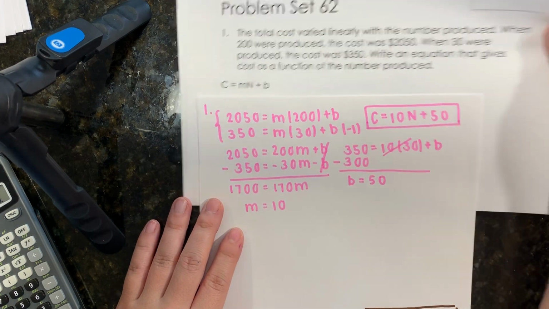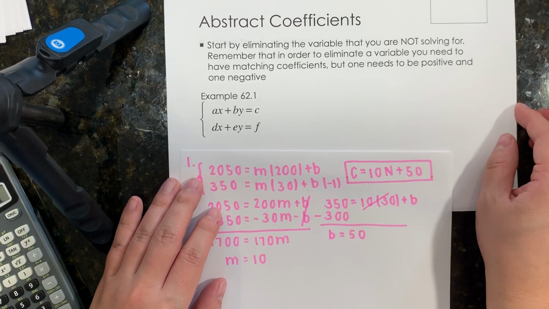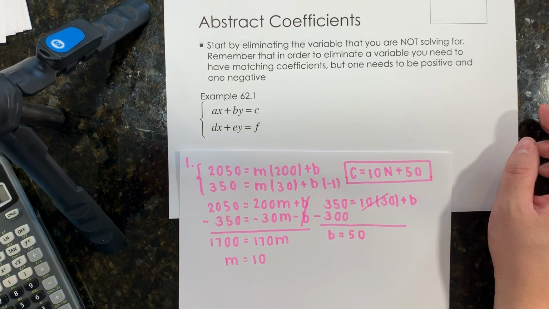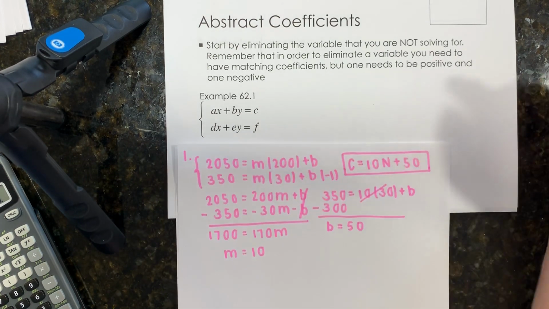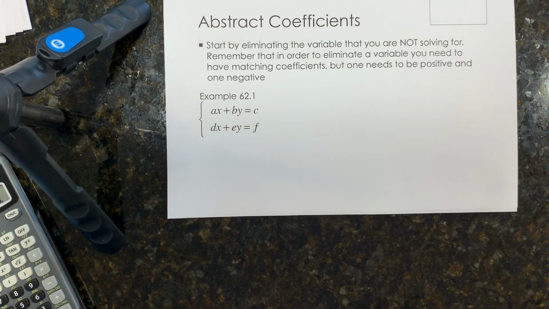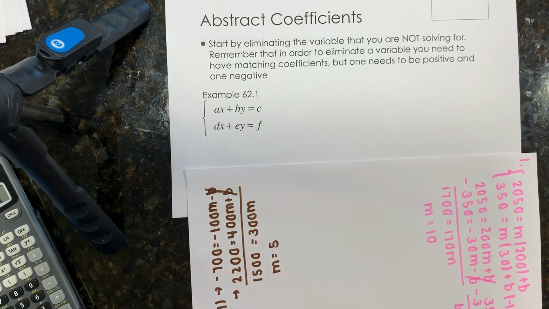Okay, and that's one part of lesson 62. Now the second part is going to be abstract coefficients, and something that you have seen for this one is that you have seen equations that look like this, but usually you see variables that are there. So what you're going to be doing is solving this equation by doing elimination, and whatever letter you're solving for, you would eliminate the other variable. But remember that the coefficients have to be the same and that one of them has to be positive and one of them has to be negative.